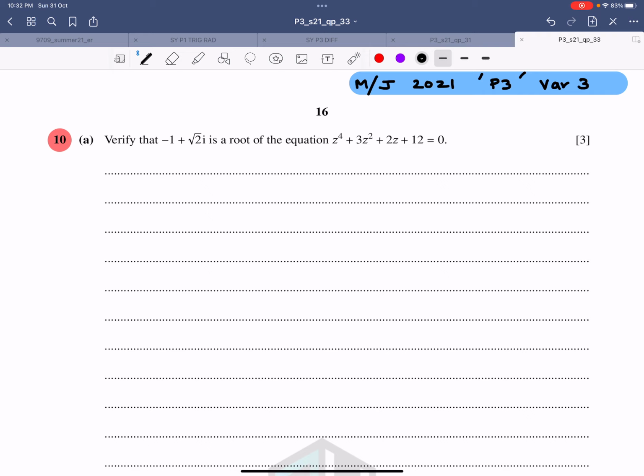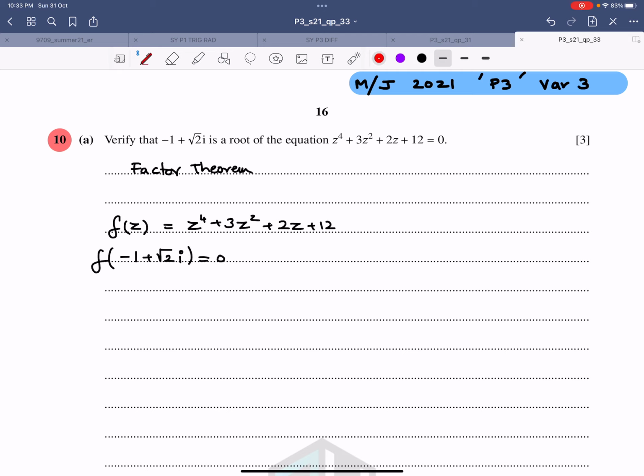Now, before we plug in this root, this is the concept of the factor theorem. We know that if an expression is divided by a linear factor, f of that value should equal 0. So if I write f of z as z power 4 plus 3z square plus 2z plus 12, and it is divided by a factor, this thing is a root. So f of minus 1 plus root 2i should equal 0.